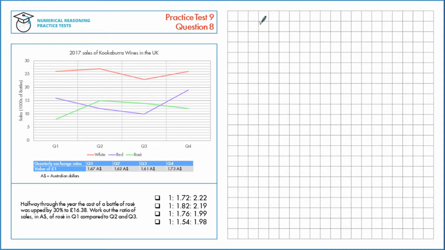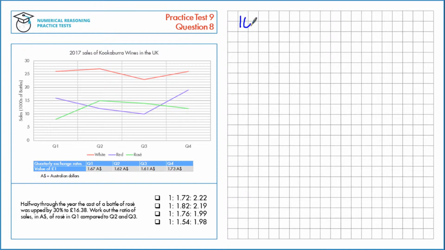Halfway through the year, the cost of a bottle of rosé was upped by 30% to £16.38. Work out the ratio of sales in Australian dollars of rosé in Q1 compared to Q2 and Q3. So let's work out the original price of this.